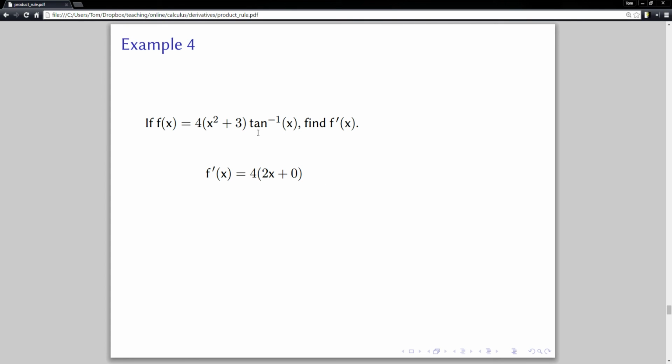Then going back to the product rule, right, I would just write down tan inverse. Okay, so that's the first half of the product rule. Then the product rule says put a plus, right? And then the function, or the part that you took the derivative of in the first round, just rewrite it. So in the first go round, I took the derivative of 4 times x squared plus 3. So I'm just going to rewrite it here. Okay, and then I am going to take the derivative of tan inverse, right? And the derivative of tan inverse is 1 over 1 plus x squared. Okay, and so that's what I get here.